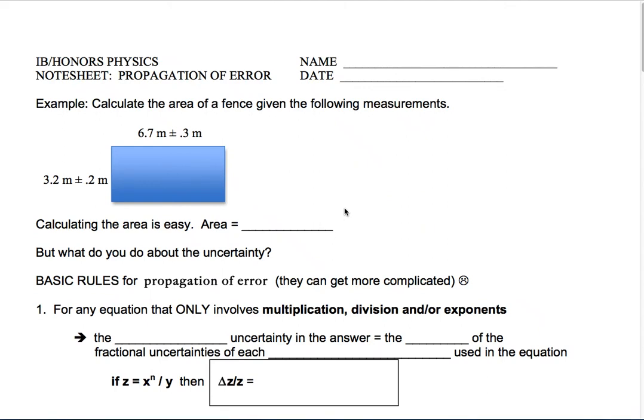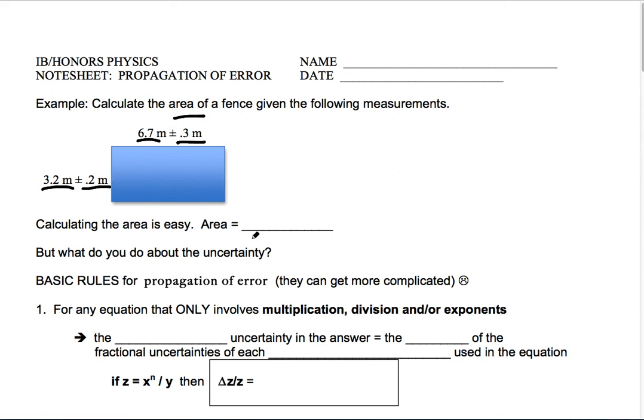Okay, so now that you got some background on error and uncertainty, let's go ahead and use it within some calculations. So let's say, for example, we are given the following example, where we are trying to figure out the area of the fence given the following measurement. We have really four pieces of information. We have the 6.7 plus or minus the 0.3. So we have a length followed by an uncertainty in the length, and then also we have a width followed by the uncertainty in the width.